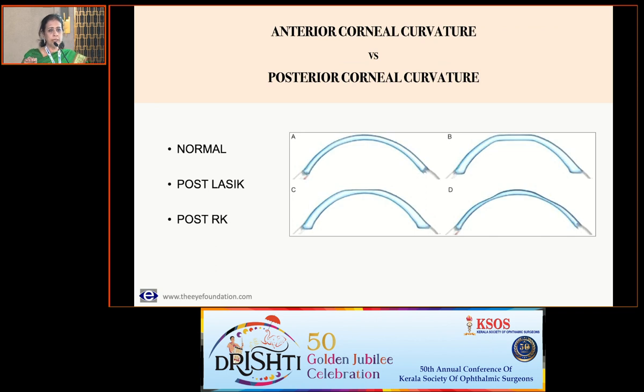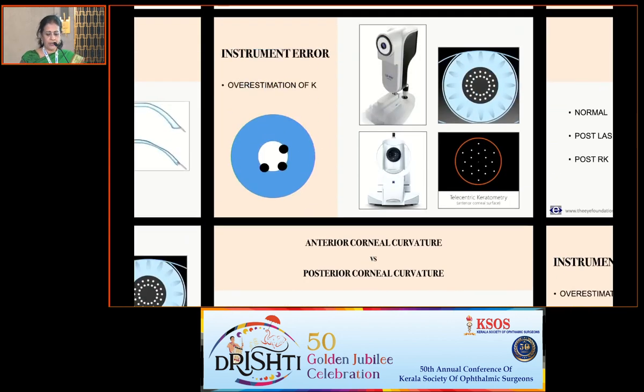Now, all the earlier calculations of IOL power were based on the surmise that the cornea was a spherical cornea, whereas in post-LASIK, myopic LASIK, it becomes a little oblate. In a hyperopic LASIK, it becomes hyperprolate, and in post-RK, the central cornea gets flatter.